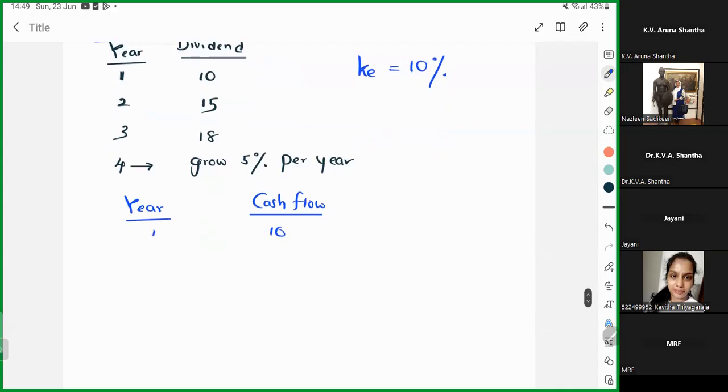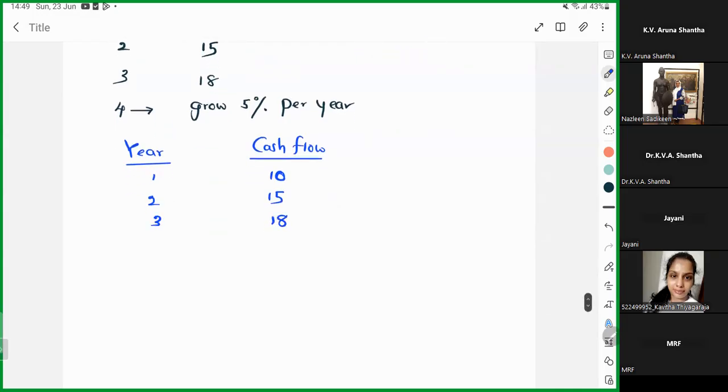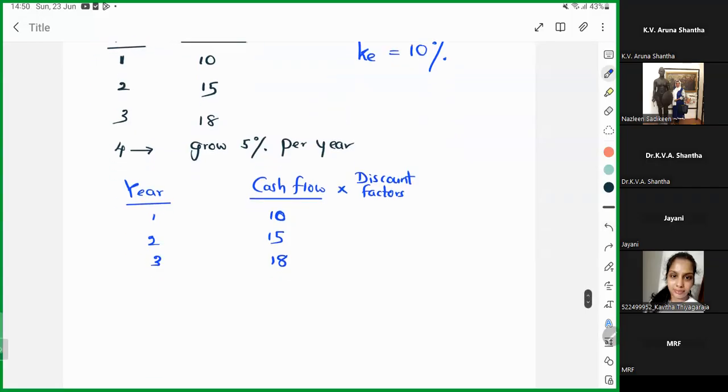First year dividend 10. Second year dividend 15. Third year dividend 18. Now can you get the present value? So how do you get the present value? Cash flow multiplied by discount factors. What rate can you use? Investors' required rate of return, KE, is 10%. So you take the discount factors at 10%. First year discount factor 0.909, second year 0.826, third year 0.751. Cash flow multiplied by discount factor gives the present value.